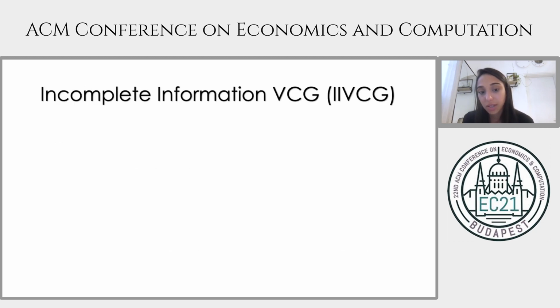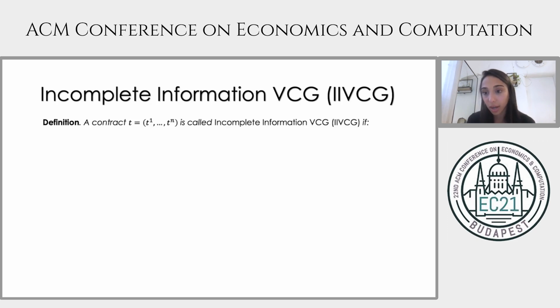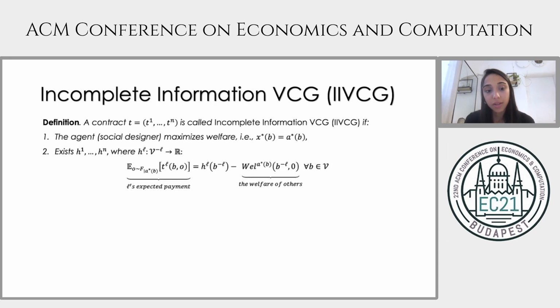So to remedy the inefficiency of first price contracts, we suggest a new class of contracts called IIVCG, which, similarly to their namesake, this is not surprising, as the renowned VCG mechanism guarantees welfare maximization. So a contract T is an IIVCG contract if the following two conditions hold. First, the agent maximizes the reported social welfare. Second, the expected payment formula of principal L is of the following form: some function H that is independent of principal L's bid, minus the welfare of others.